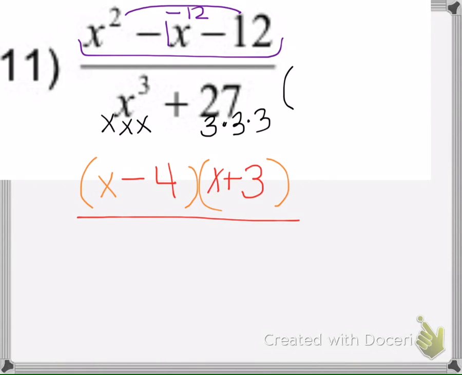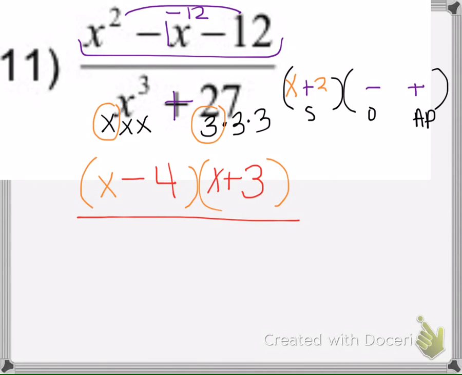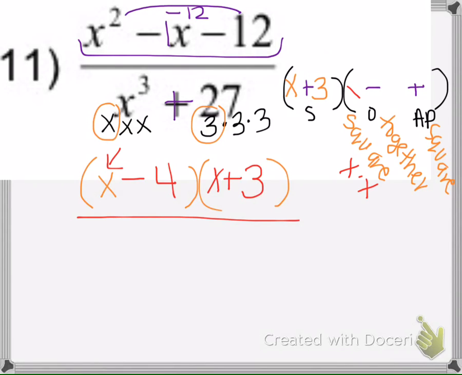So I call this the SOAP method. S-O-A-P. So S means keep it the same. O means opposite of this one here. And then AP means always positive. So we're going to take x, and we're going to take 3. And then we say to ourselves, square, together, square. So we're going to take this and square it. So x times x is x squared.